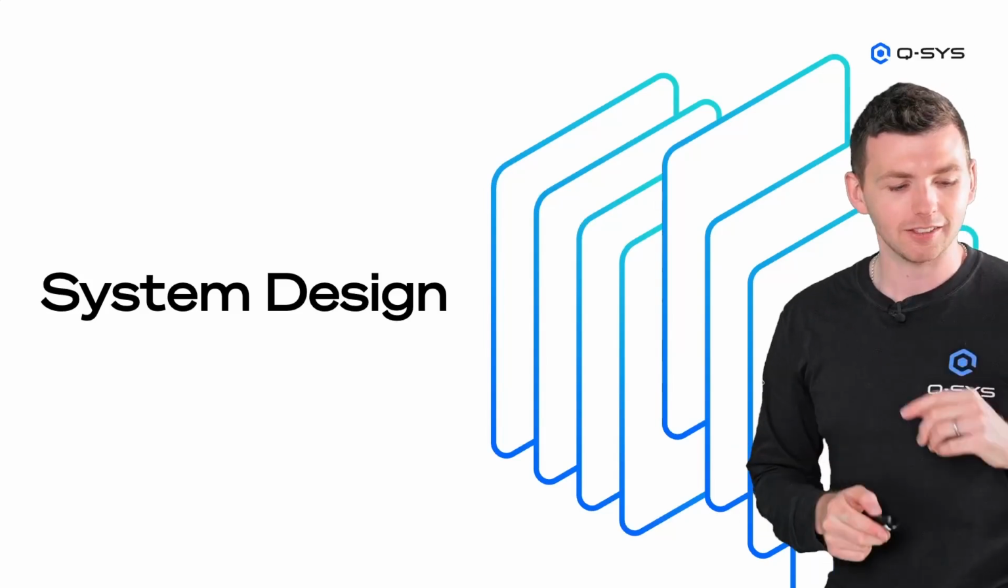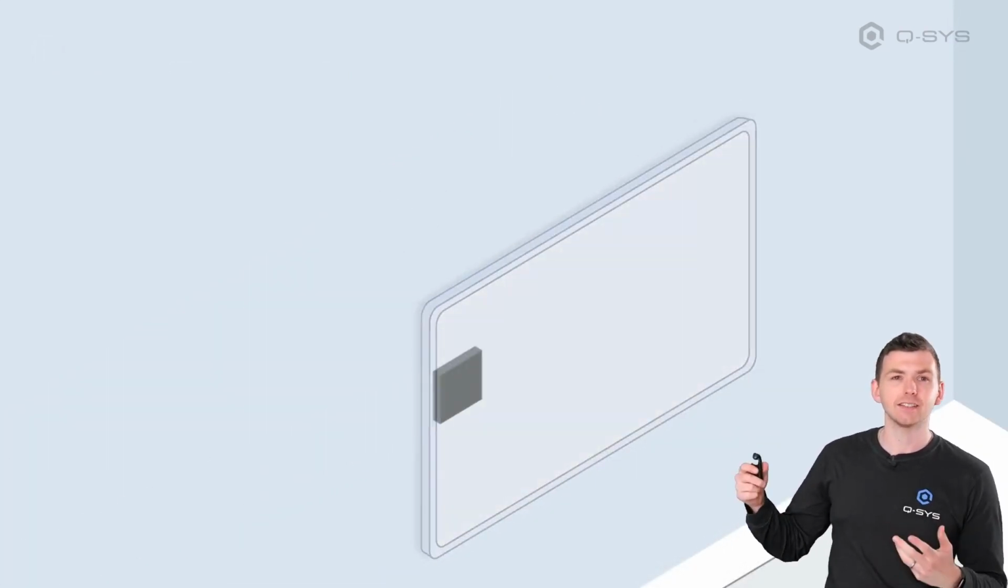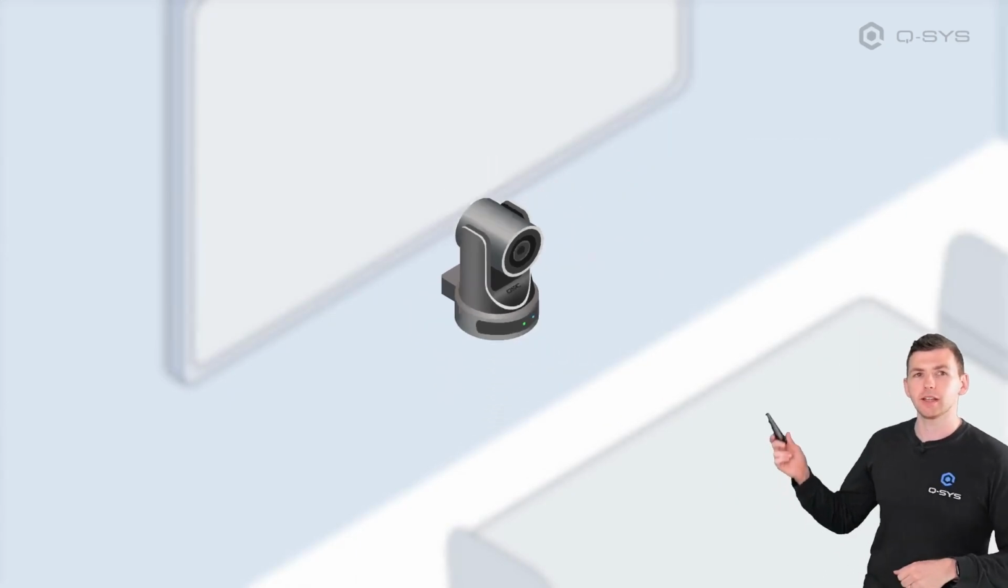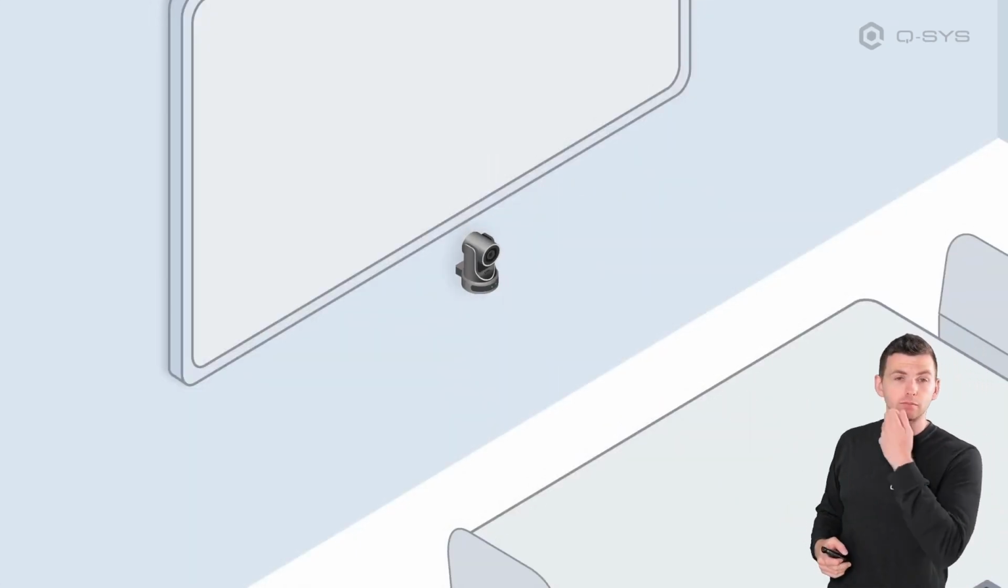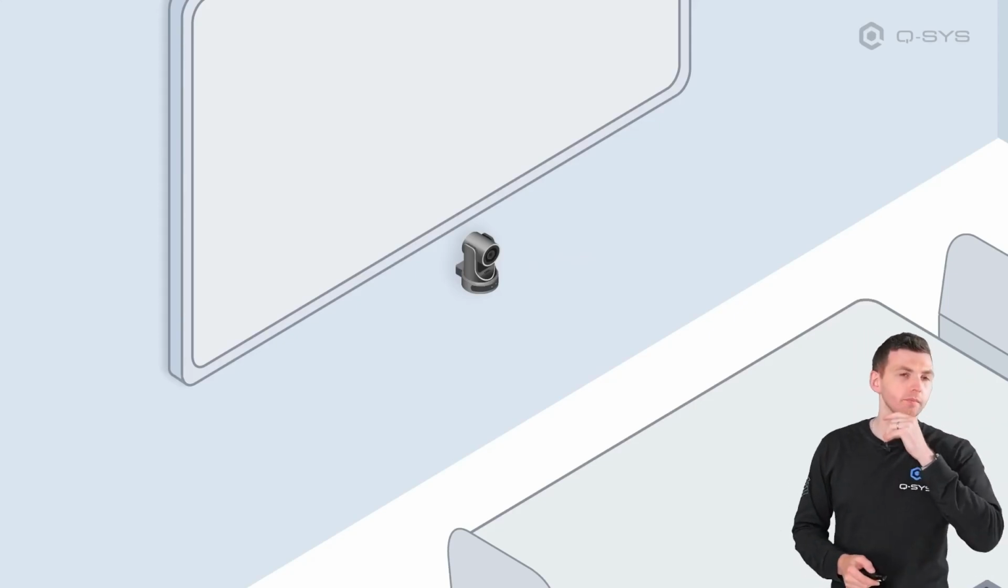Okay, so let's go back to our room and see what we're going to do. We're going to start by adding a switch. This could be actually any decent modern gigabit switch that you can configure. We're going to talk about Q-SYS switches later. Here we've got an NC model, and as you've just seen, this could be 1 or 2 or 3, doesn't matter. Very, very easy to change that.